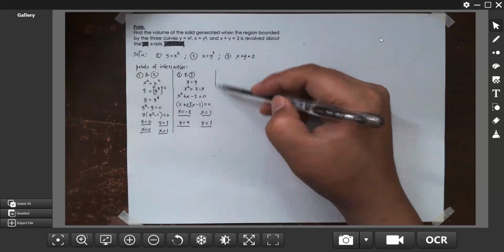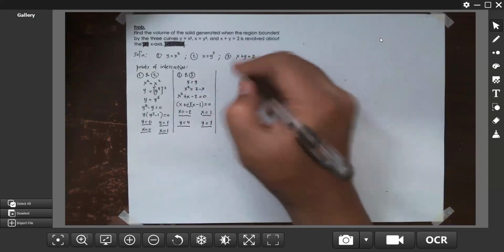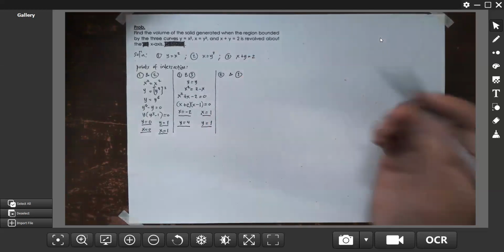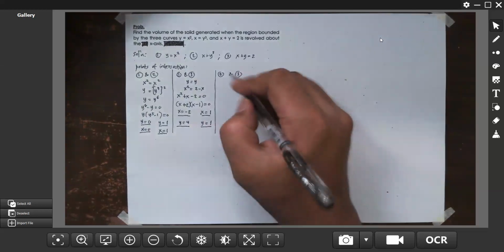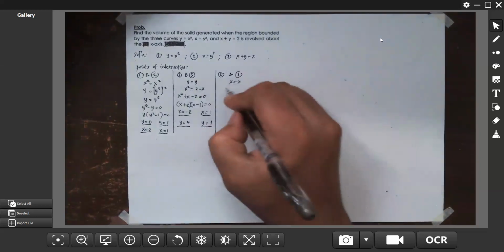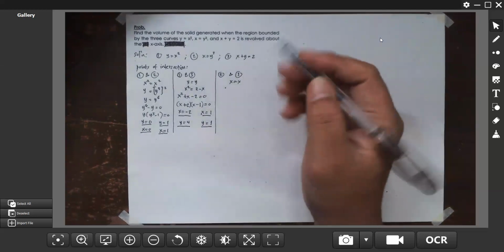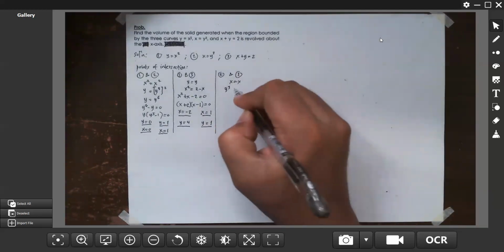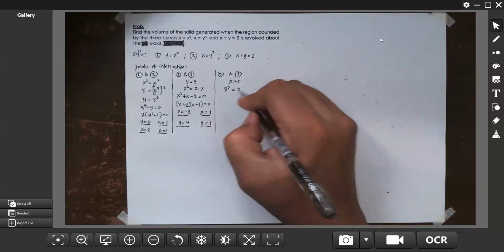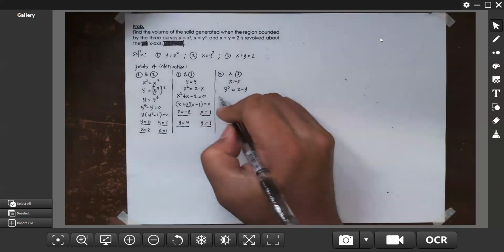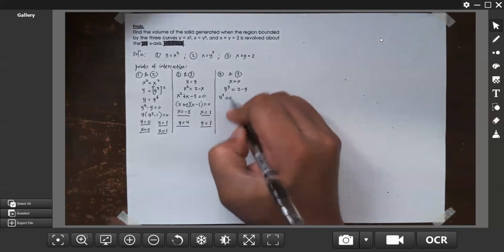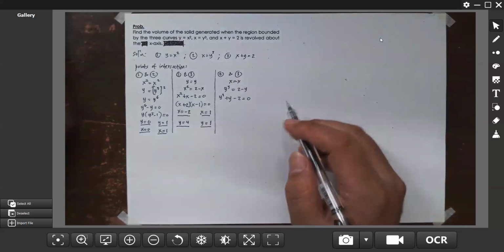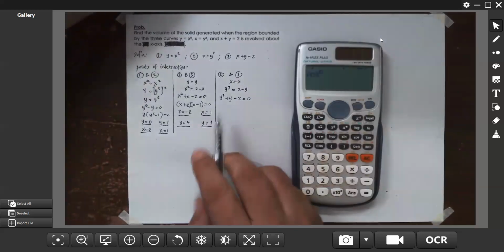And the third one is to equate 2 and 3. If you equate 2 and 3, x equals x, and so you have y cubed equals 2 minus y. So you transpose: y cubed plus y minus 2 equal to 0. Okay. So this is a cubic equation.